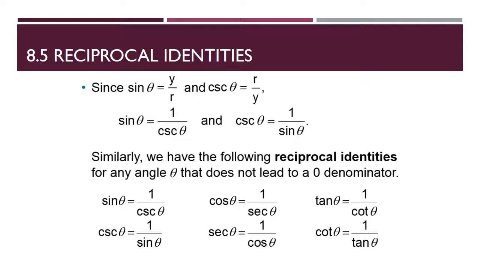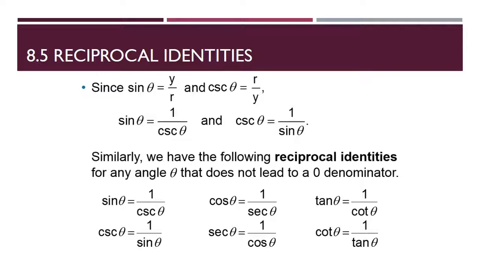Okay, just a reminder about reciprocal identities. We know that the sine of theta is y over r, and the cosecant is r over y. We know that the sine is 1 over cosecant, and cosecant is 1 over sine. These are just the reciprocal identities spelled out for us.